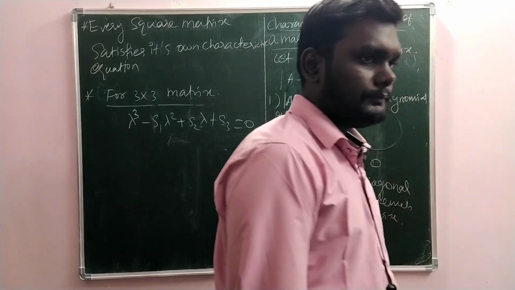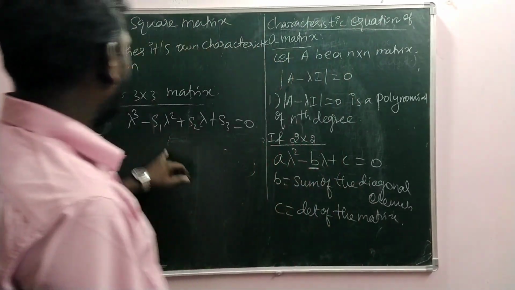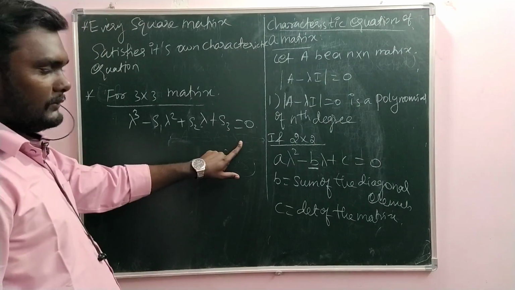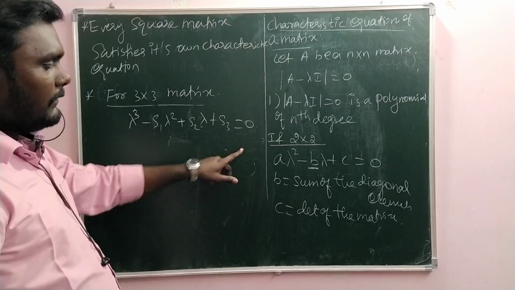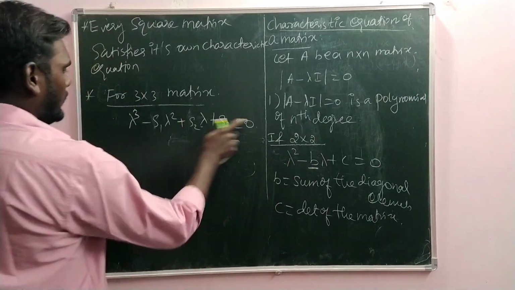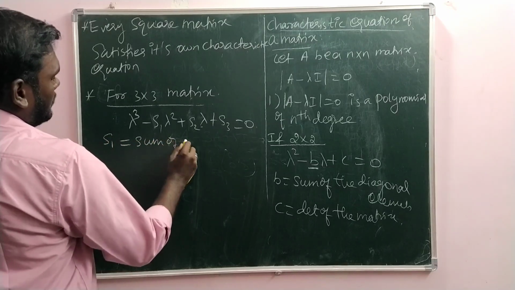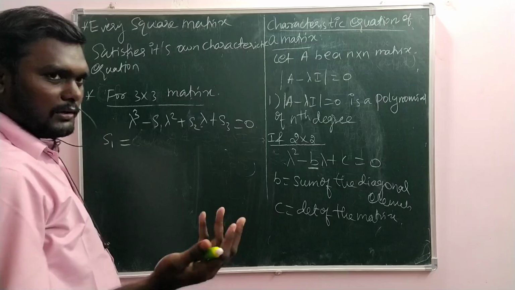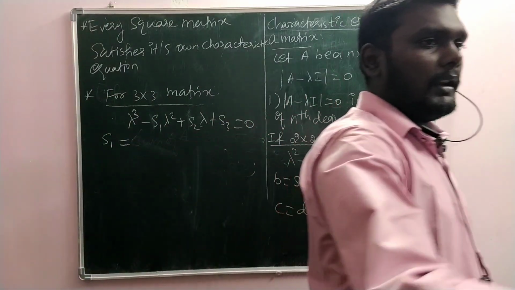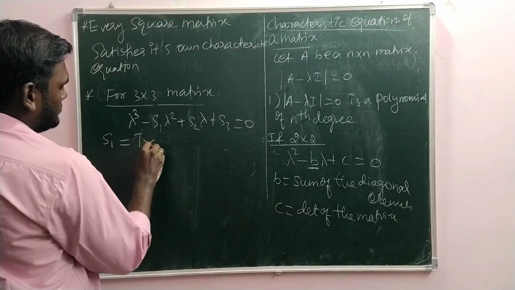Am I audible? Okay. See, these coefficients, right? As I told you before, this is the equation. In this equation, like here also we'll remove this A, it is not needed. So in this equation, this S1 is sum of the diagonal elements, right? Sum of diagonal elements, we call it by a name. What name is it? Trace of A. S1 is trace of A.